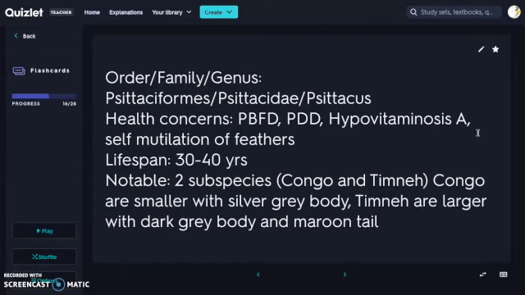Lifespan is about 30 to 40 years. There are two subspecies, a Congo and a Timneh. Congos are smaller with a silver gray body, and Timnehs are larger with a dark gray body and maroon tail. In the wild, these species don't meet each other, which is why there are those subspecies. So they're not going to interact, and they've adapted and gotten some different characteristics because of their location.